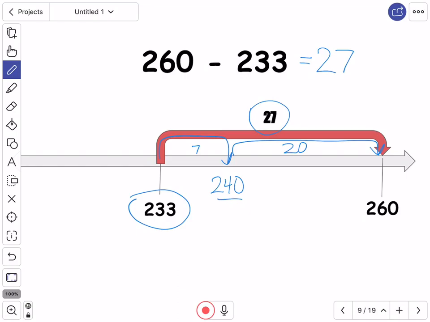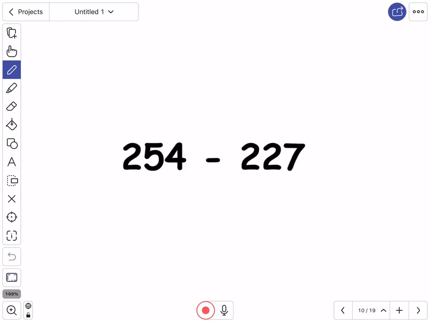Very interesting. It has the same answer. Okay, so there's that problem. Let's go on to the next one here. The next one is 254 minus 227. Okay, so think about that one for a minute. Notice that the numbers are still similar, okay? All right, moving on. So 254 minus 227.